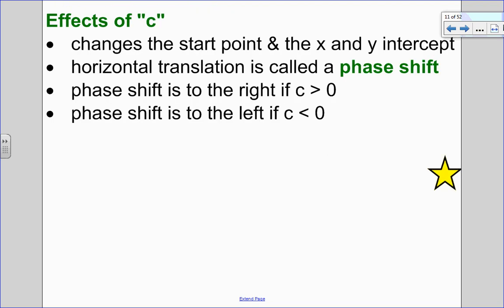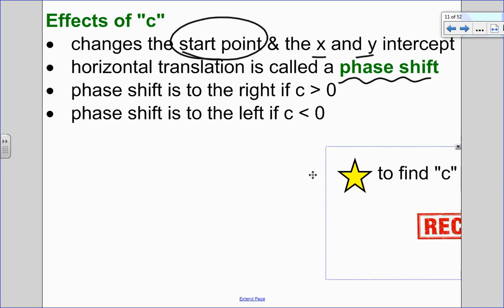So let's put this together, the effects of C. It looks like it changes the start point, and because it's moving the entire graph left and right, it also changes the x and the y intercepts. That horizontal translation has a special name called the phase shift. So the phase shift is right if C is positive, it's left if C is negative.